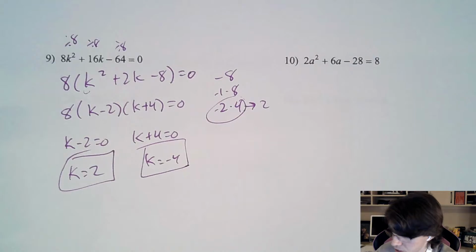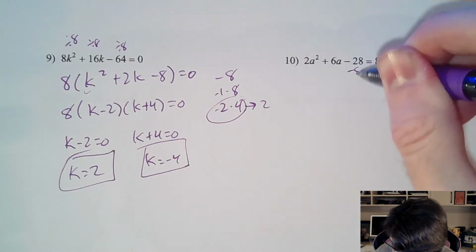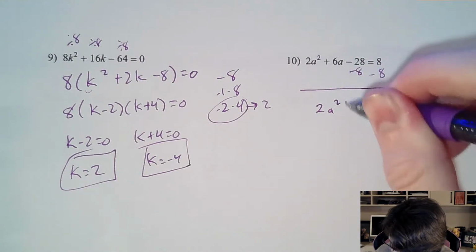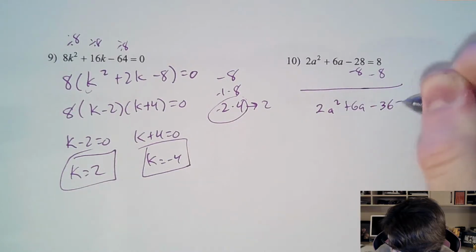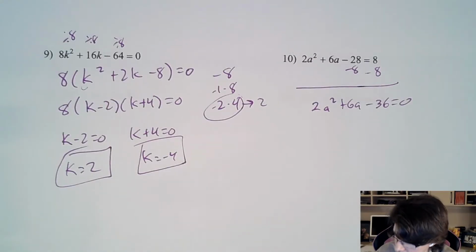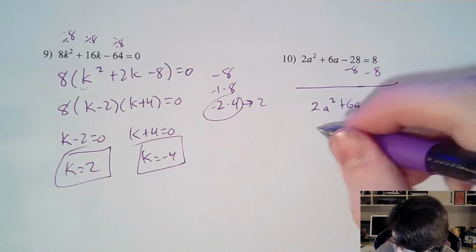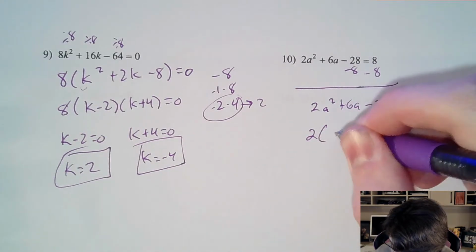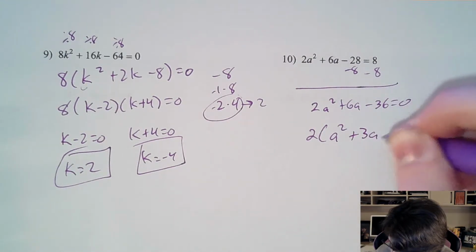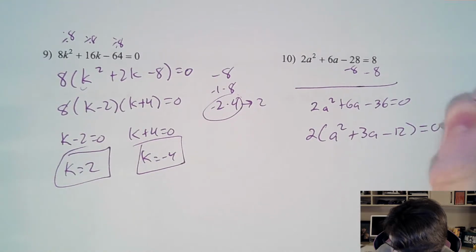Keeping the ball rolling, let's do it. So we're going to go ahead and subtract a from both sides. Wonderful. 2a squared plus 6a minus 36 equal to 0. Same concept as number 9. We're going to factor out that 2 out in front. So 2 times a squared plus 3a minus 18 is equal to 0.